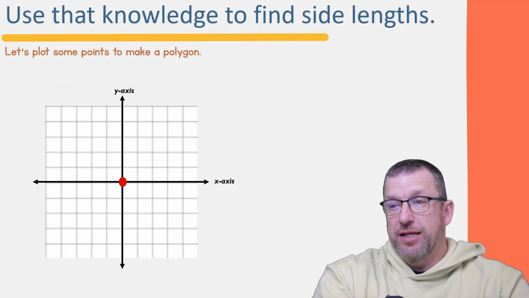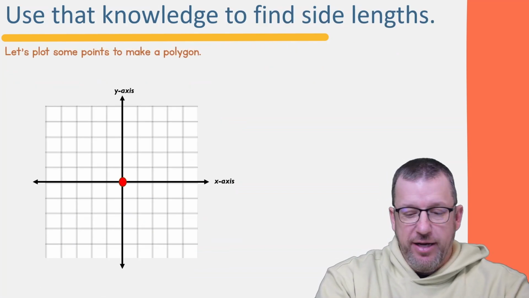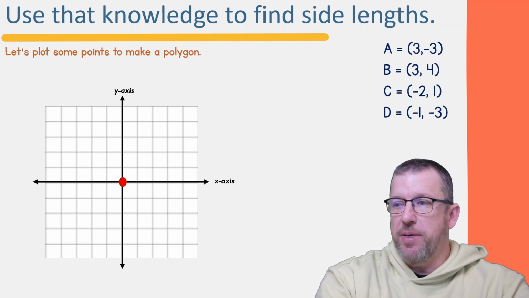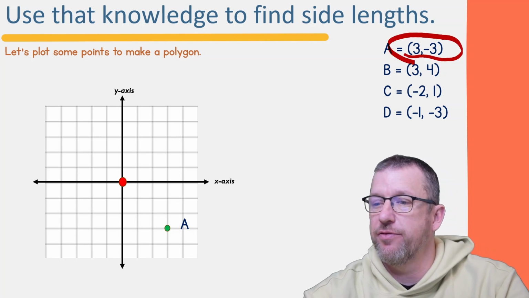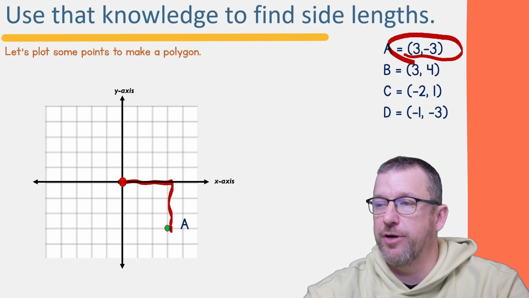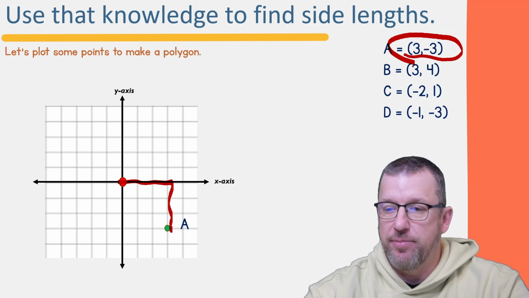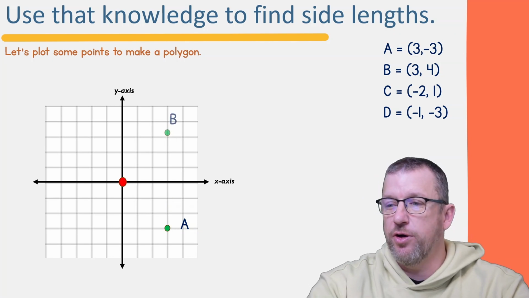That's how it's going to make it easier for you to figure these out. And we can also use this knowledge to find side lengths. So now that you know how to find things that are a distance away from each other, let's put a polygon out here. So we have A. A was 3, -3. So we went 3 over and 3 down, because +3, -3 puts us in that quadrant. Okay, we did this for all 3 spots.